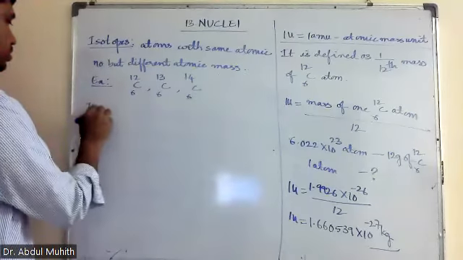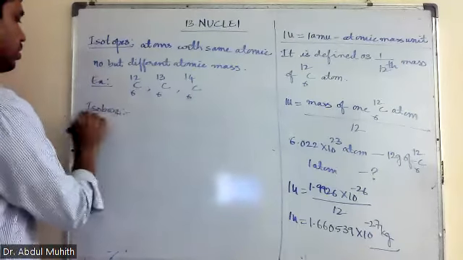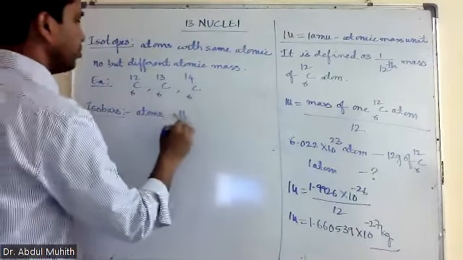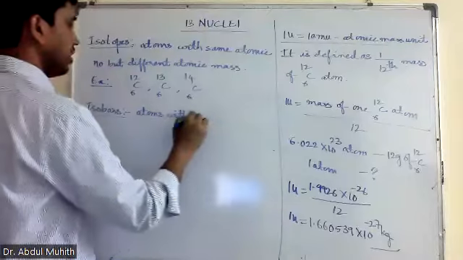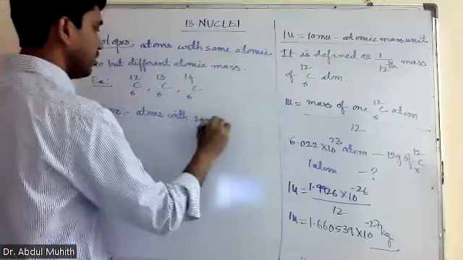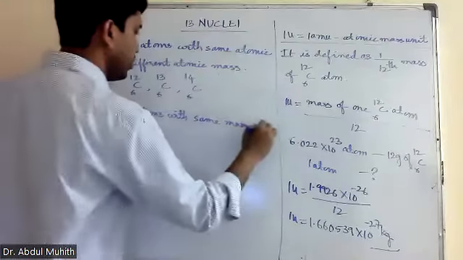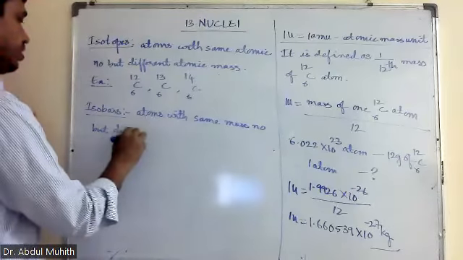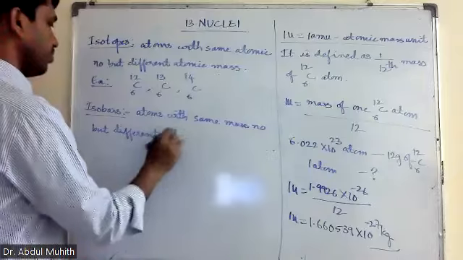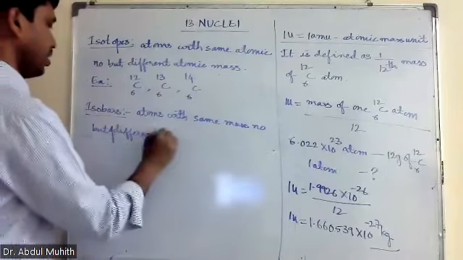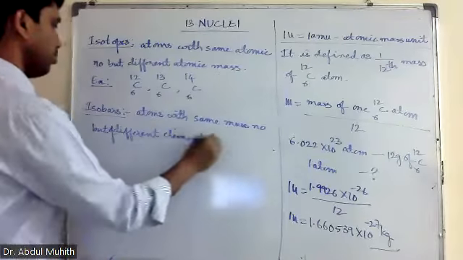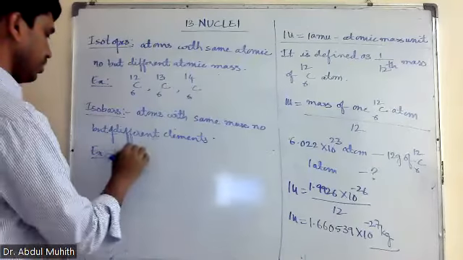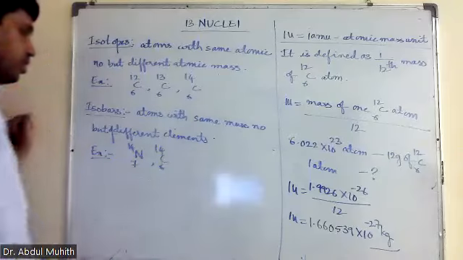Next is isobars. What are isobars? Atoms with the same mass number but of different elements. An example of isobars is N-14 and C-14. The atomic mass is the same.